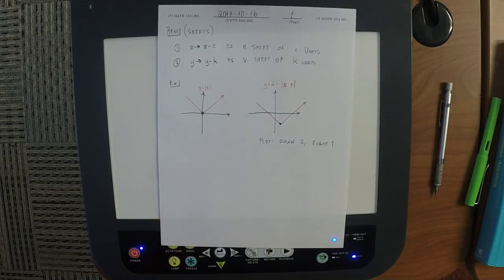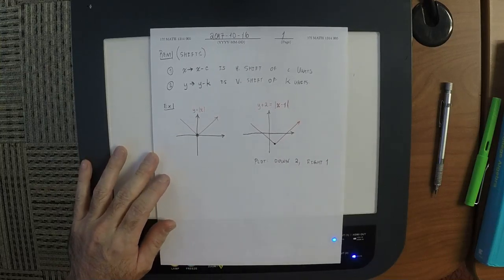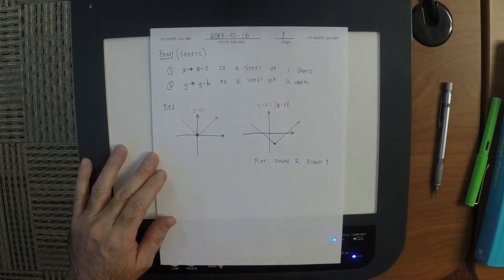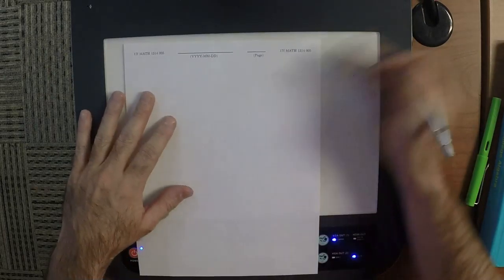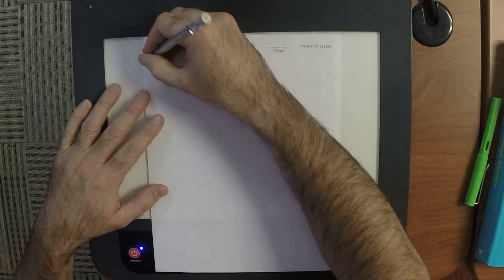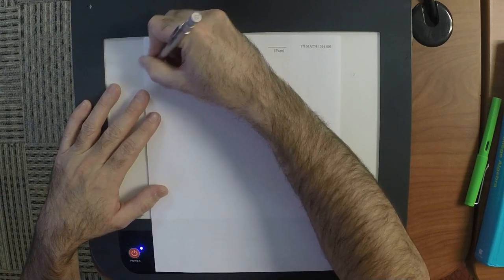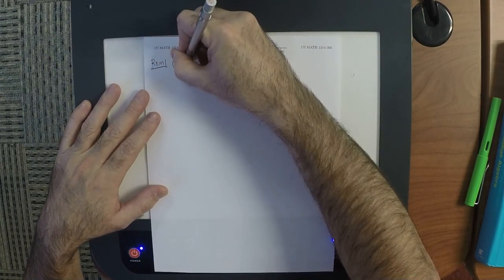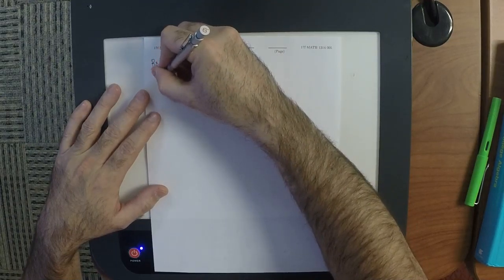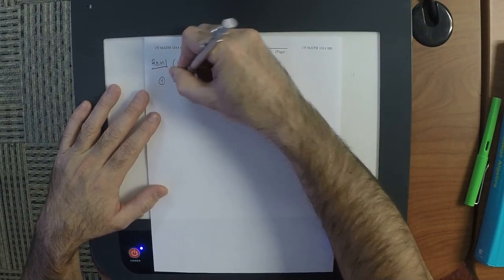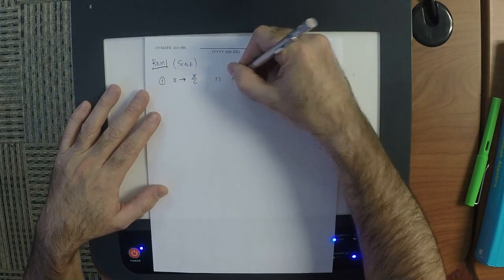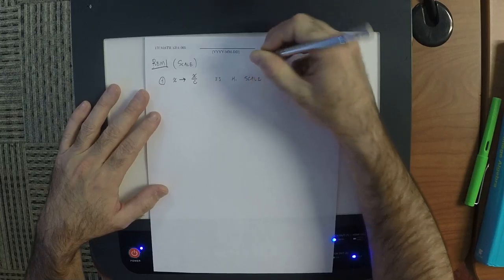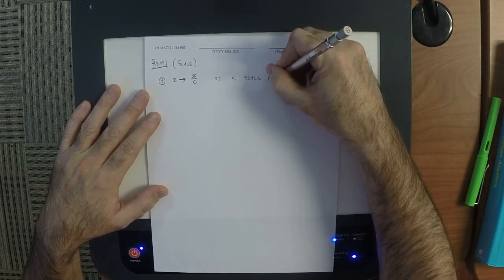Okay. Any question about this idea of shift? Okay. So there's another kind of transformation that we need to be familiar with. These are called scales. The transformation x transforms to x divided by c is a horizontal scale with a factor of c.